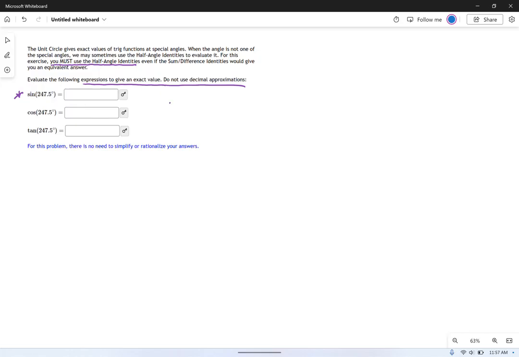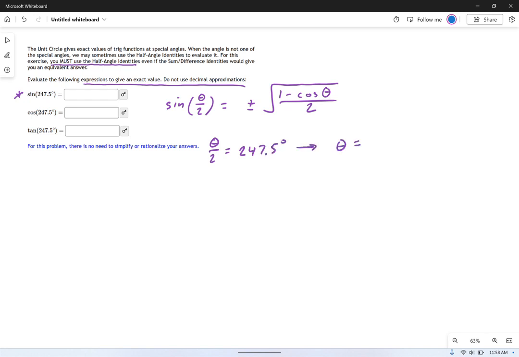Now, if you remember the half-angle identity, the sine of theta over 2 is equal to plus or minus the square root of (1 minus cosine theta) all over 2. That's the identity we're going to use. So you can see that what's important to figure out is what this theta is. Well, if theta over 2 equals 247.5 degrees, then if you multiply both sides by 2, theta is going to be equal to 495 degrees. Okay, so 495 degrees.